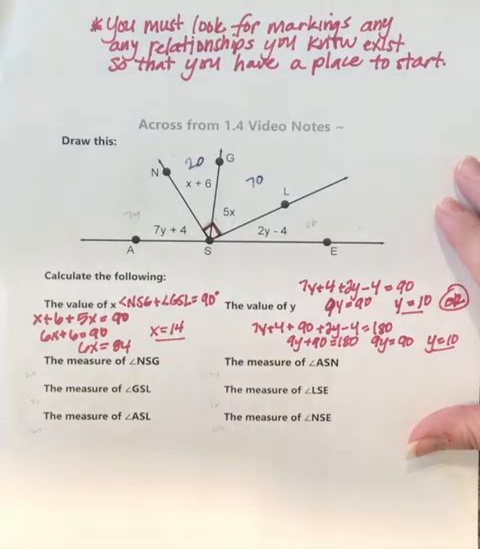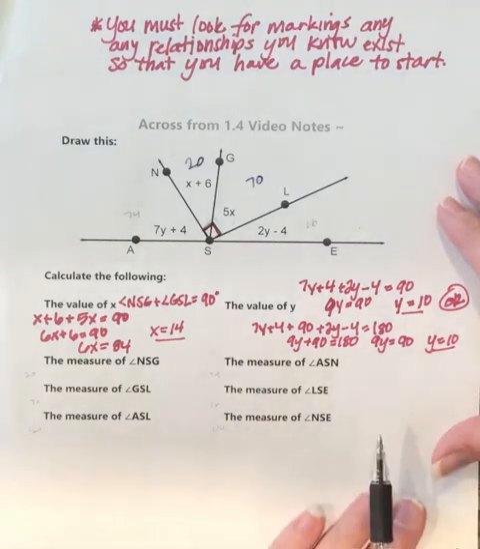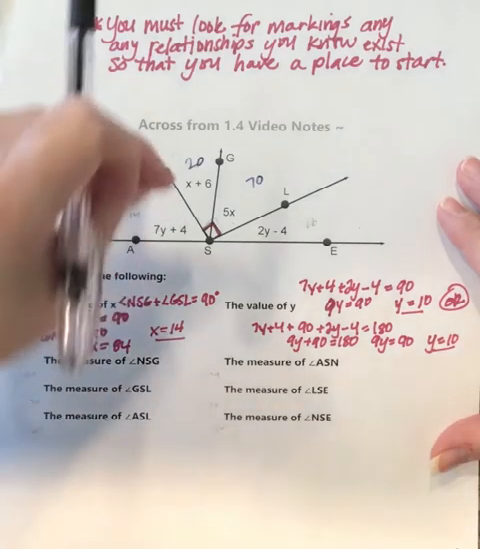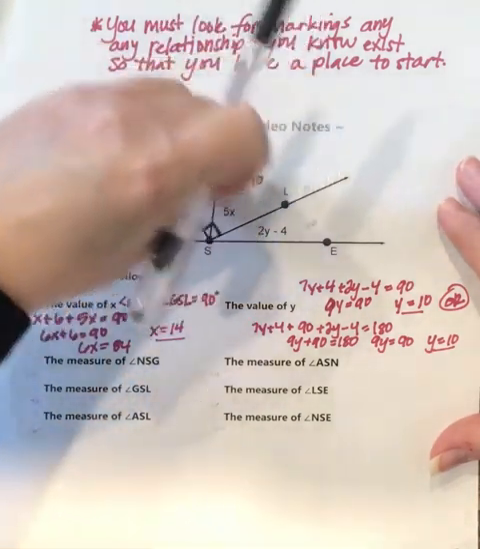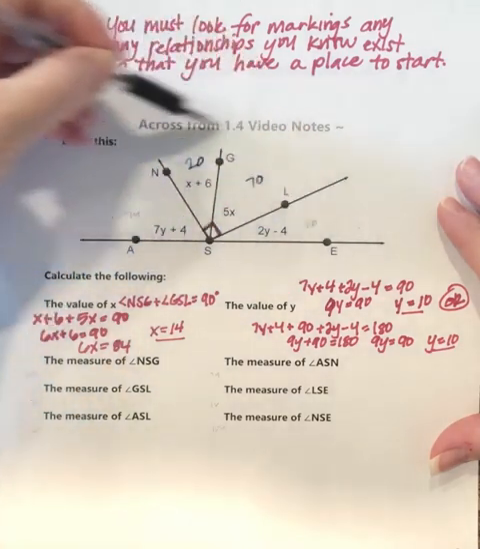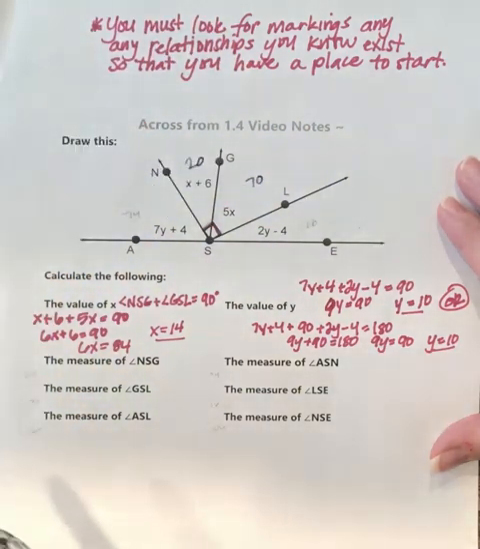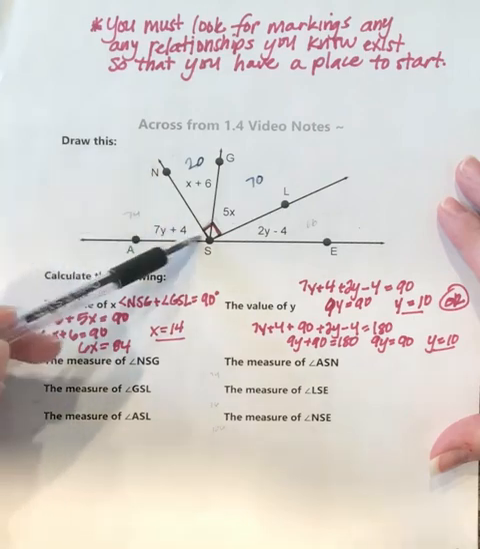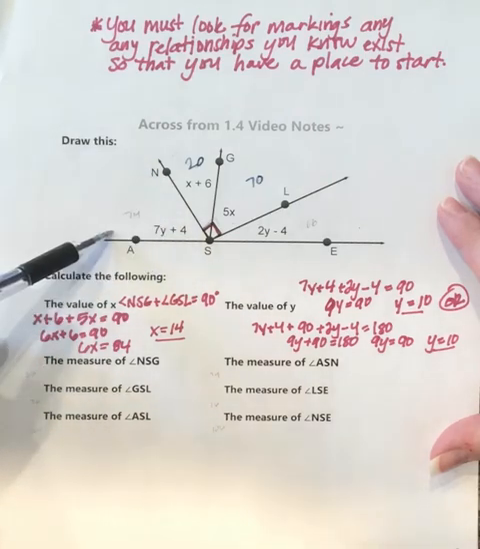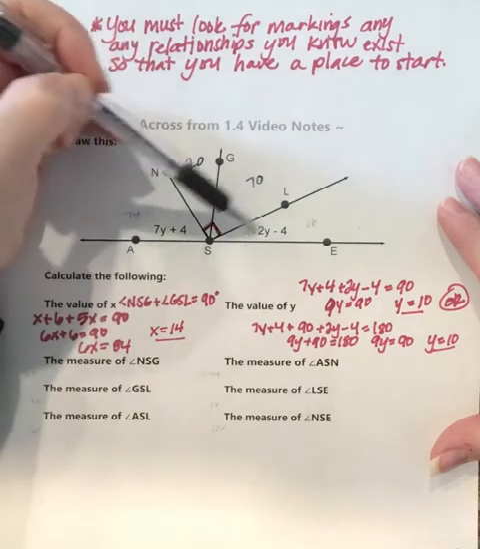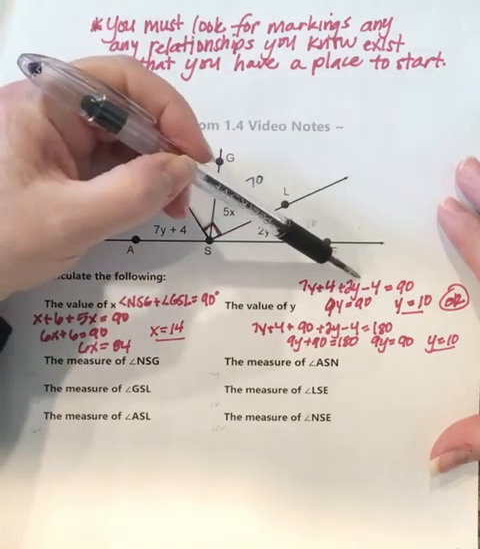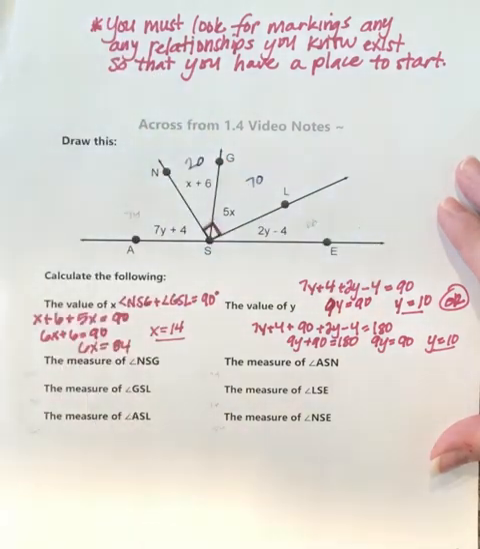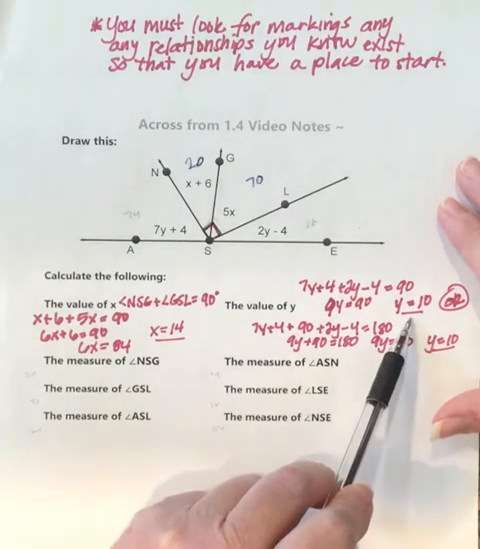Now I'm going to look for the value of y. There are two different ways that I could look at this. If I know this whole section is 90, I would know the rest of that straight line would have to be 90 as well, because it all has to equal 180. So I could set it up that I know this section, 7y plus 4, plus this section, 2y minus 4, equals that leftover 90 degrees. I'd work through that algebraically and I would get y equals 10.